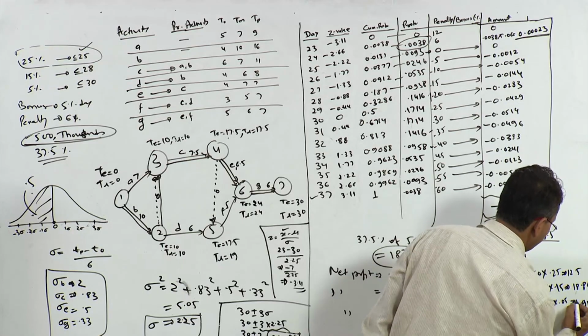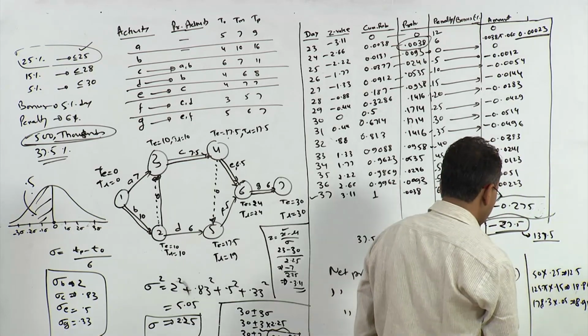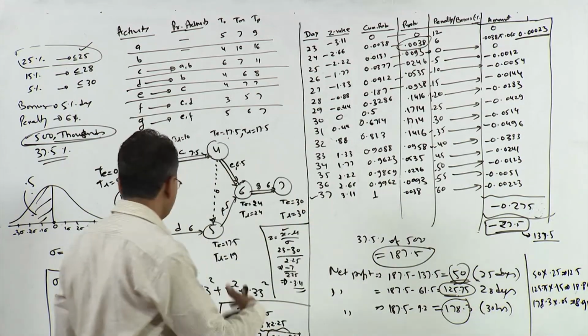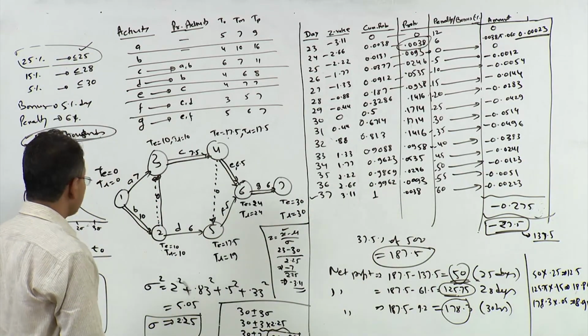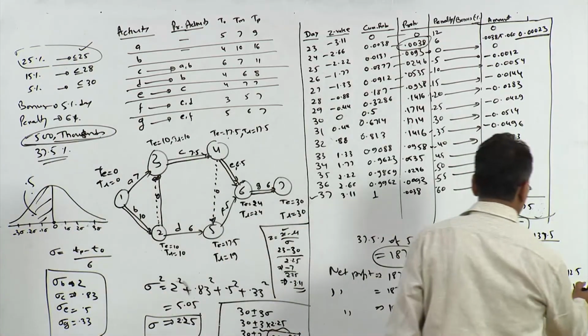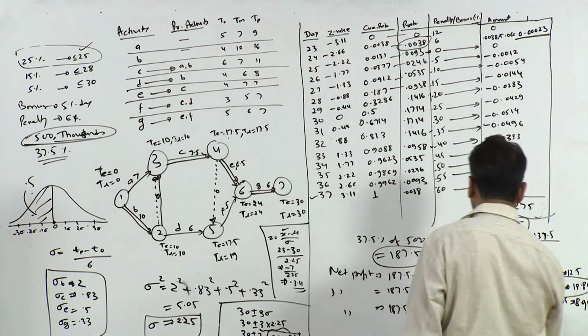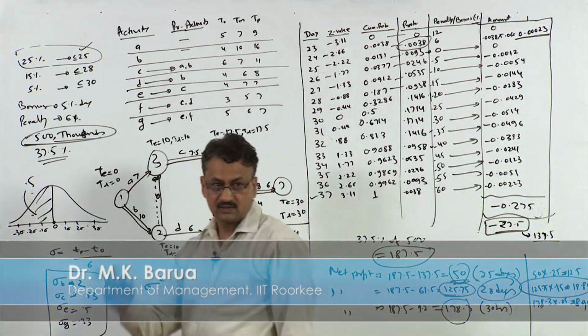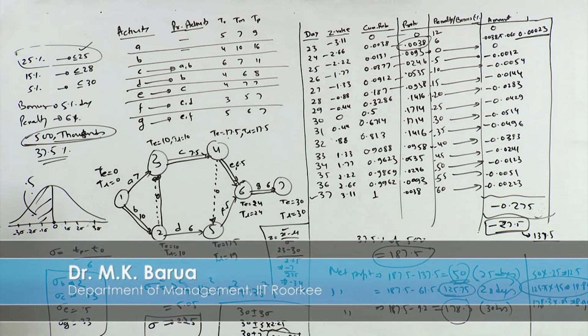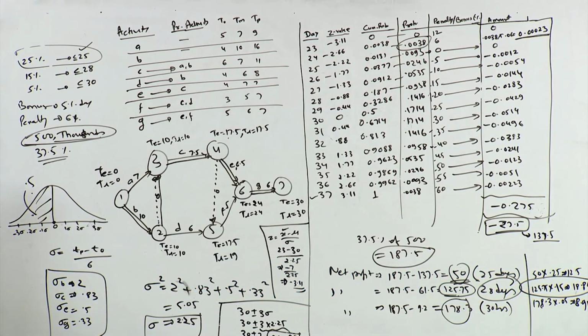So what is your solution? How many days would you quote in your quotation so that you get this particular project? The maximum value is this, so you should quote 28 days. So in this way you can solve this particular question. So with this, let me complete this session. Thank you very much.